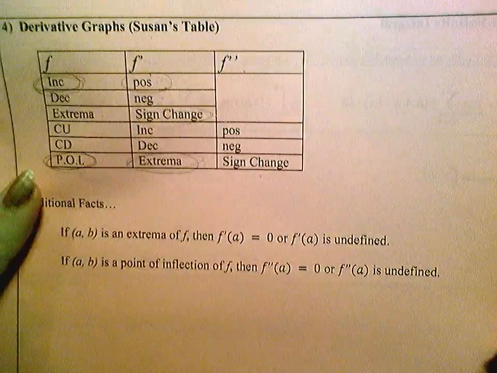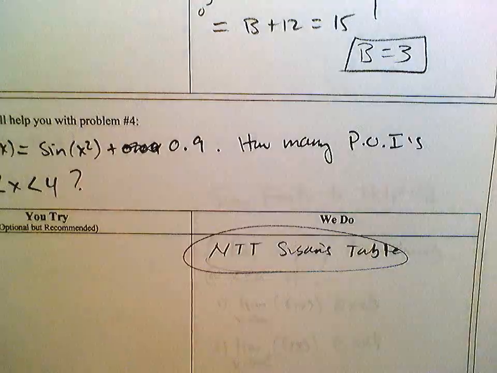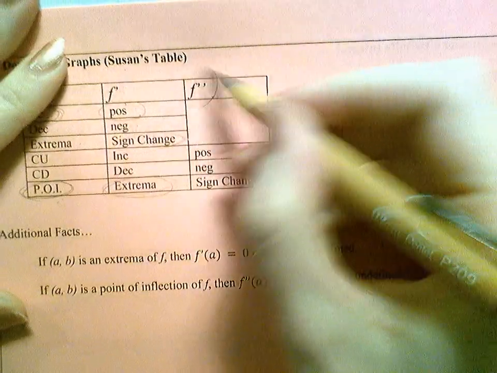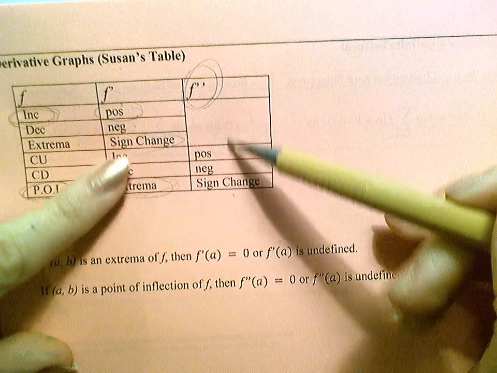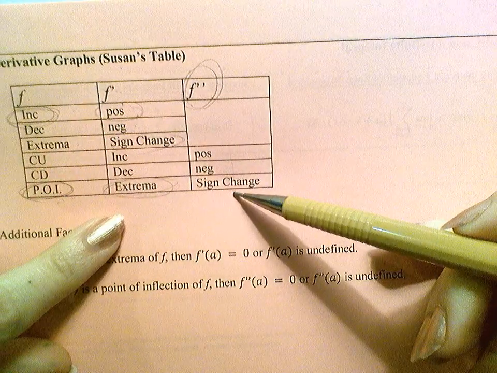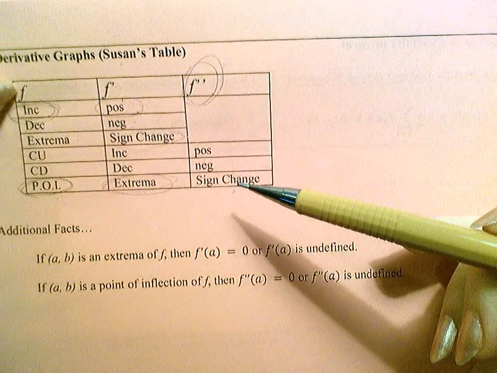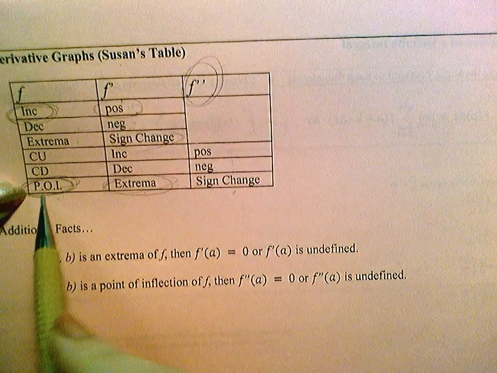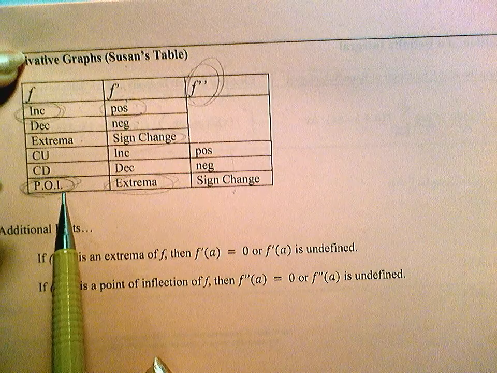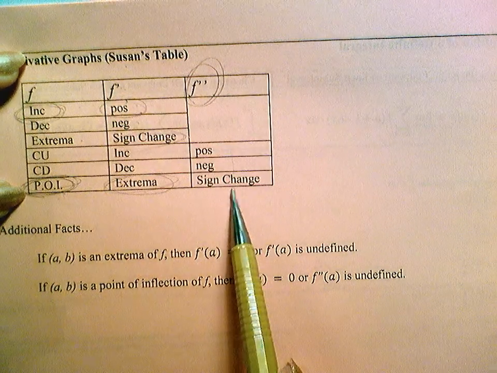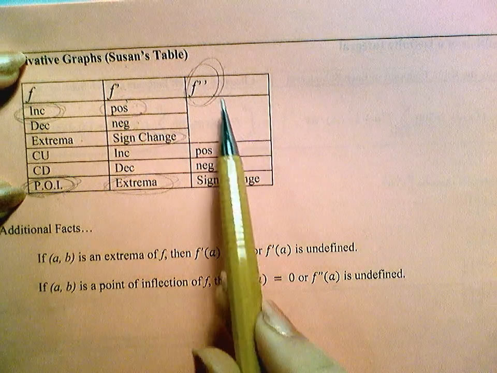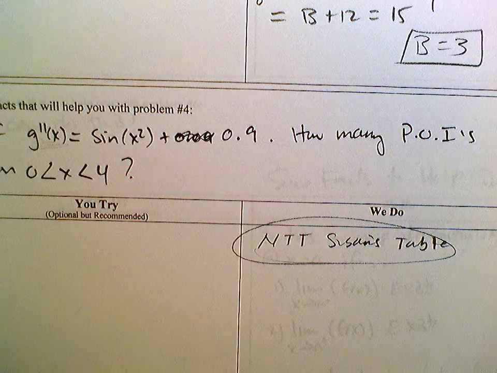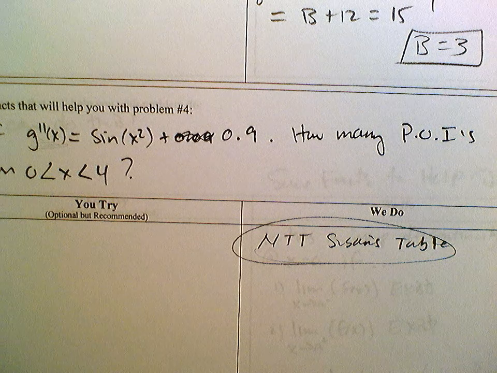Okay, right here. So guys, I have the second derivative, so I'm looking in this column here. And I'm looking to see where the original graph has a point of inflection. Point of inflection on f corresponds to a sign change on f double prime. So I'm looking for a sign change.